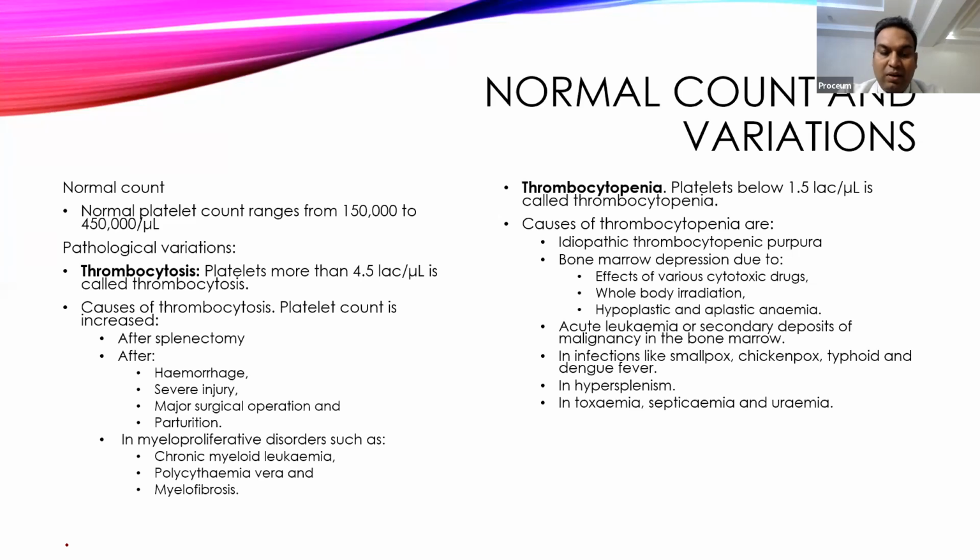So platelet count can be increased immediately after splenectomy. Spleen is the site where usually platelet is destroyed. So whenever the spleen is removed, the rate of destruction of the platelet will decrease, and that ultimately leads to an increase in platelet count. Apart from this, immediately after hemorrhage or severe injury or parturition, platelet will be increased. Then malignant diseases like myeloproliferative disorders, like myeloid leukemia, polycythemia, and myelofibrosis, in these conditions also platelet increases.